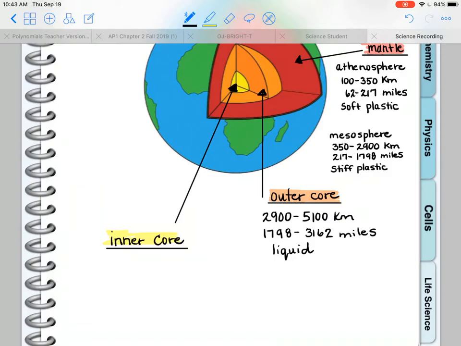So the inner core, let's get the depth first. If you want to get to the inner core, you would have to go down to 5,100 all the way down to 6,370 kilometers. Or 1,798 to 3,949 miles. Okay, so that's pretty deep down in the earth.